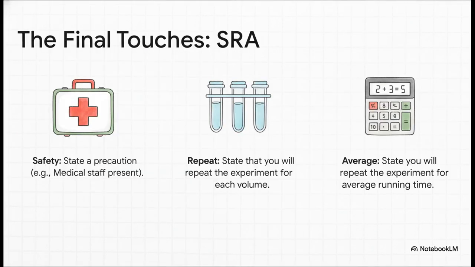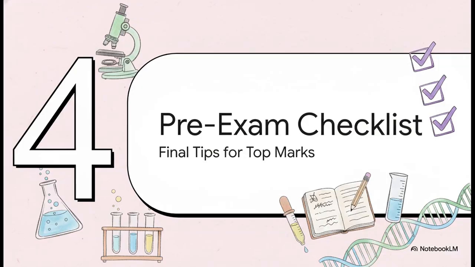And to finish strong and grab every last mark, we have SRA. S is for a sensible safety precaution. Like for this one, maybe have medical staff present. R is for repeat. You have to say you'll repeat the experiment for each volume of juice. And A is for average. Say you'll calculate the average time for each volume. IDCSRA, it's that simple.